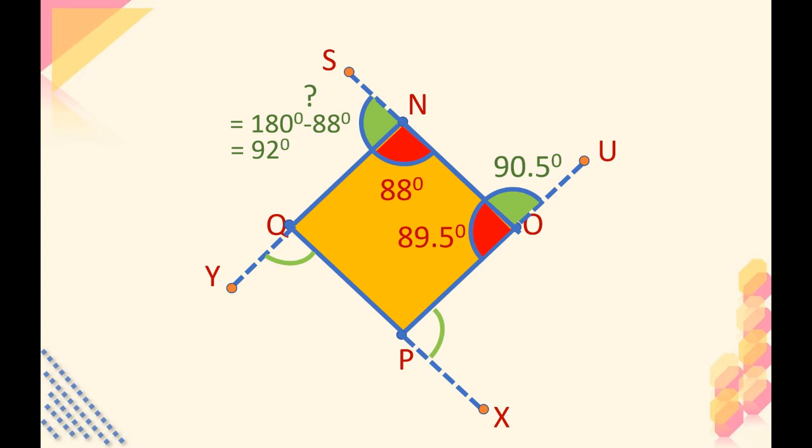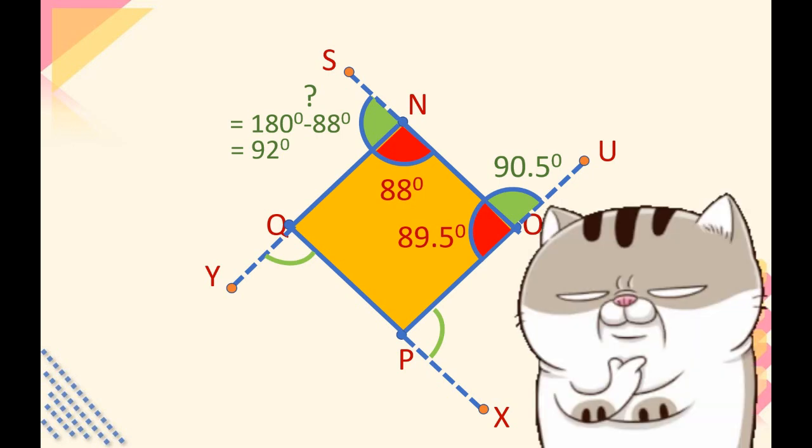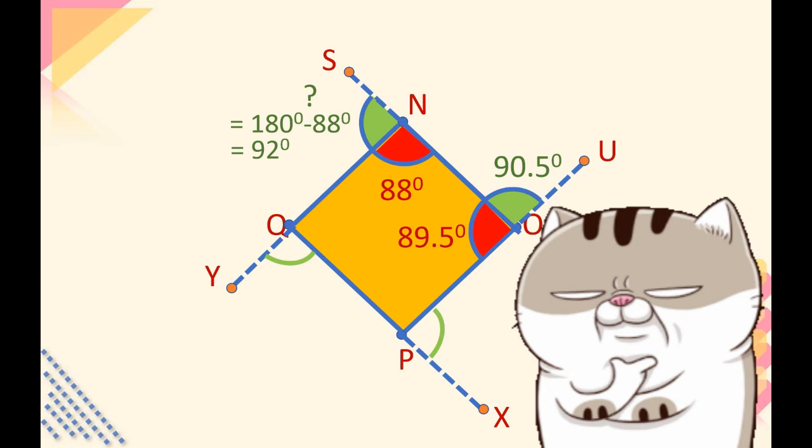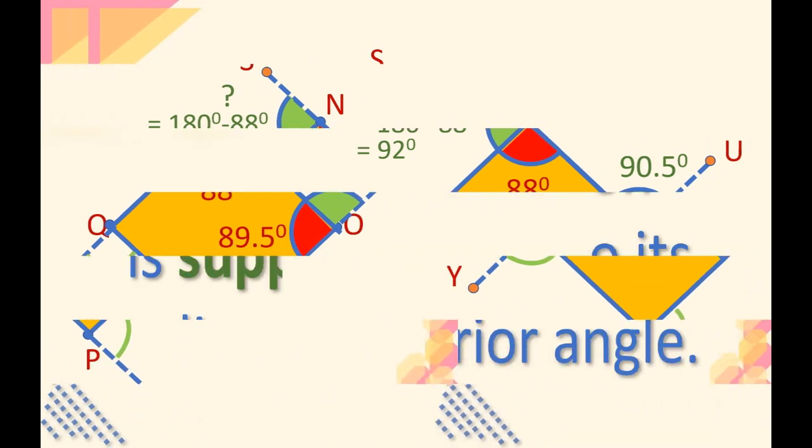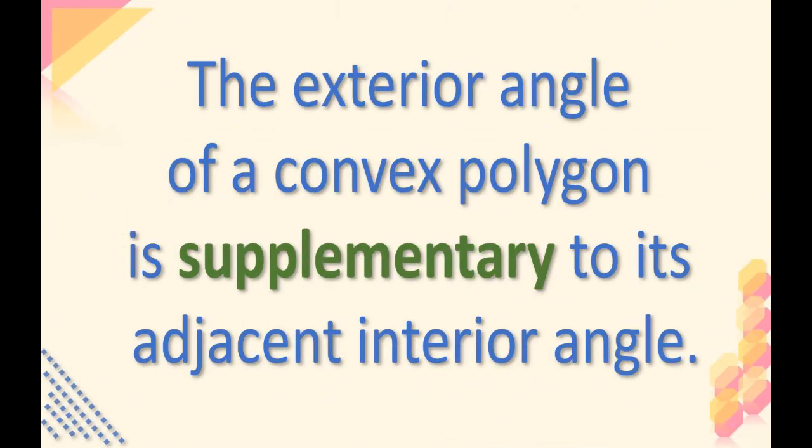Having these examples, what relationship can you conclude about the exterior angle and its adjacent interior angle? The exterior angle of a convex polygon is supplementary to its adjacent interior angle. So once you add their measurements, the sum will be equal to 180 degrees.